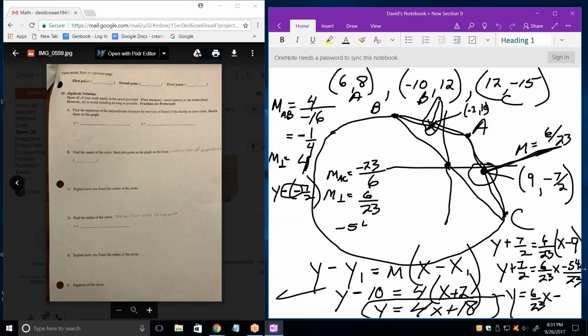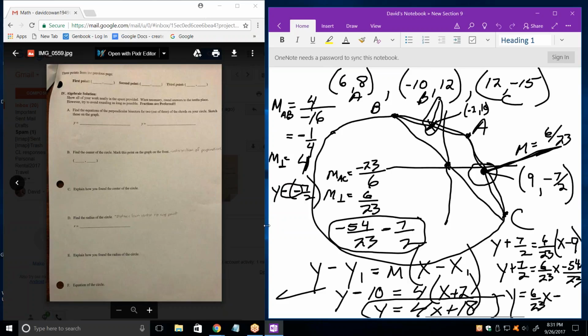I have 54/23, and I'm subtracting 7/2 from that. I have to find a common denominator. What's my common denominator? 46. Multiply 2 times 23. It will always give you a common denominator. It doesn't always give you the smallest common denominator, but it always gives you a common denominator.